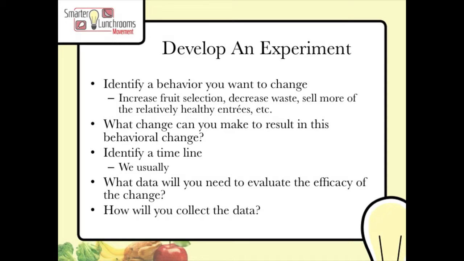Then we think about a timeline. For our research, we usually do a 6 weeks pre and 6 weeks post or treatment period, where during the pre-period, no changes are made, but we still collect data in order to understand the behavior before we actually make the change. During the treatment period, we make the change at the beginning and leave that change in there for that full 6 weeks. And we collect data during that period so we can understand behavior, study the behavior during that period and see how the change affected the student's behavior, such as taking more fruit or taking the healthier entree.